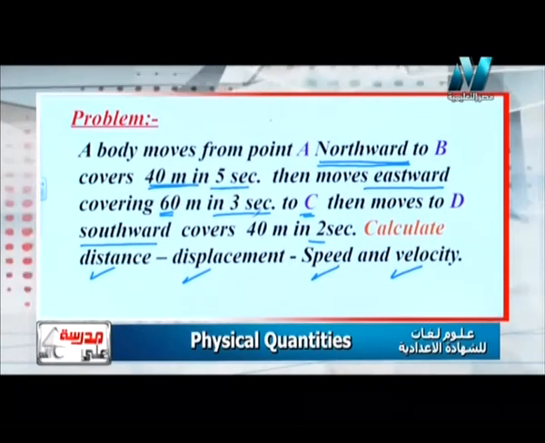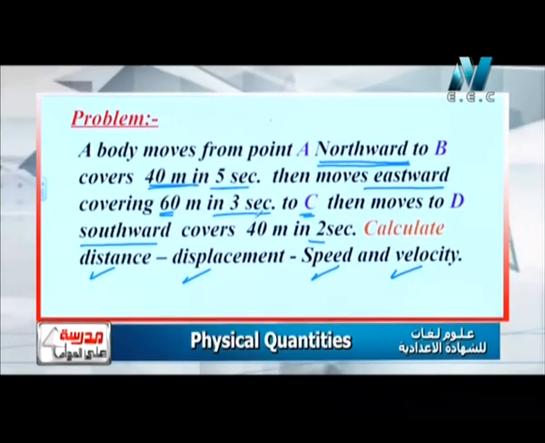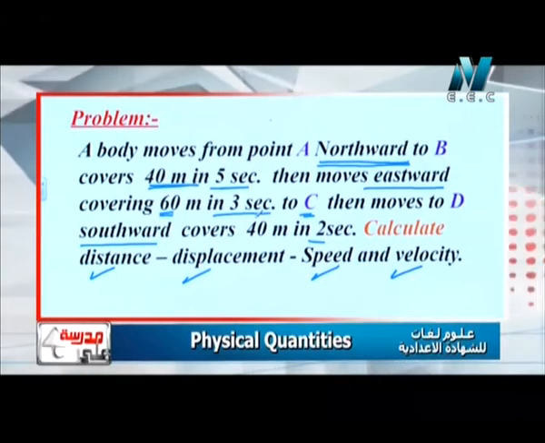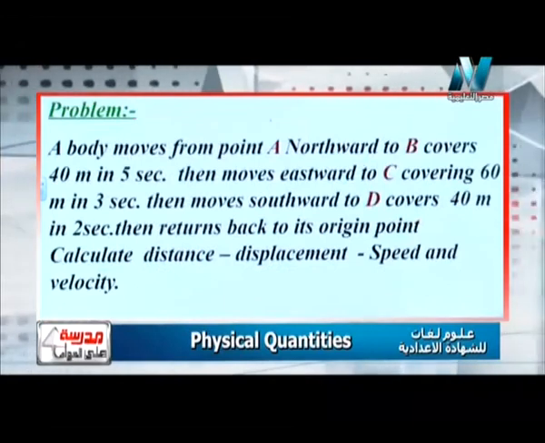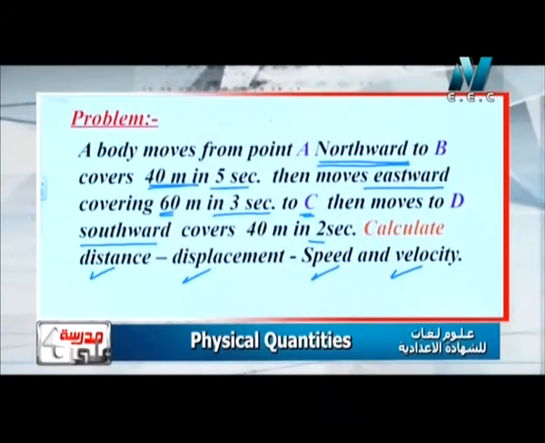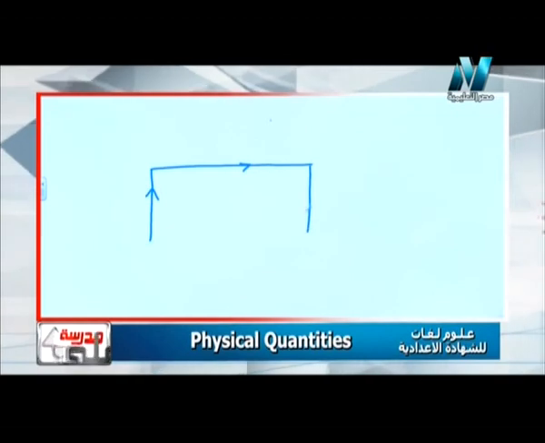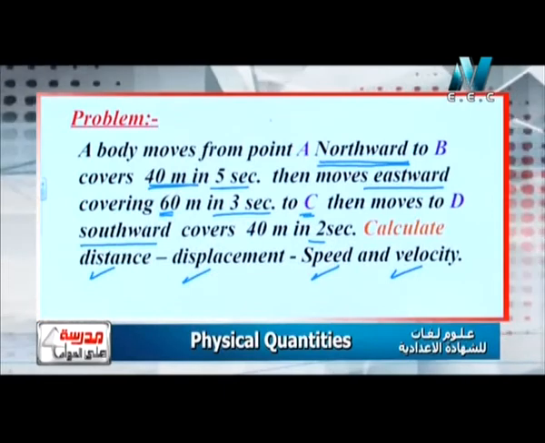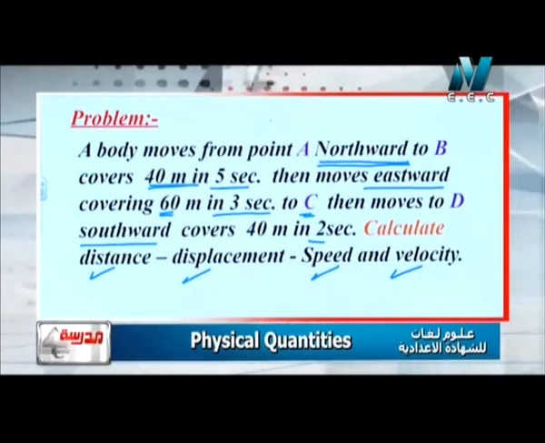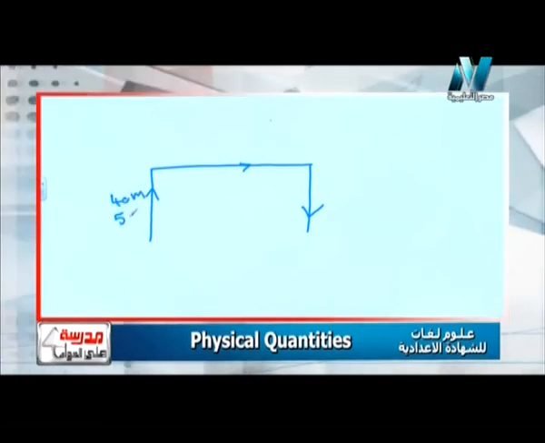How come? Here in this case we must draw a draft, not necessarily by ruler, just using northward, eastward, southward, as you see here. And we have numbers. We have A to B, 40 meters in 5 seconds.